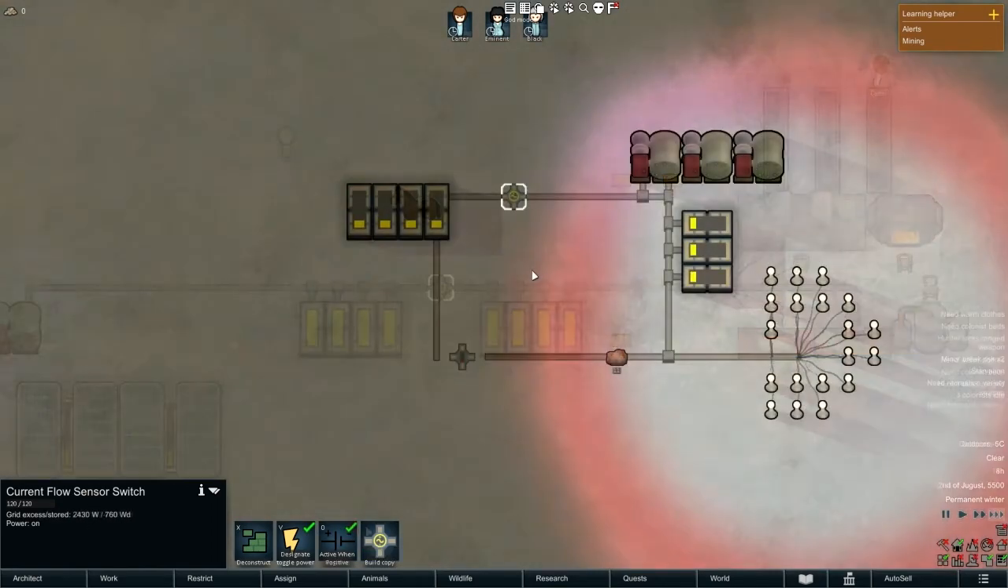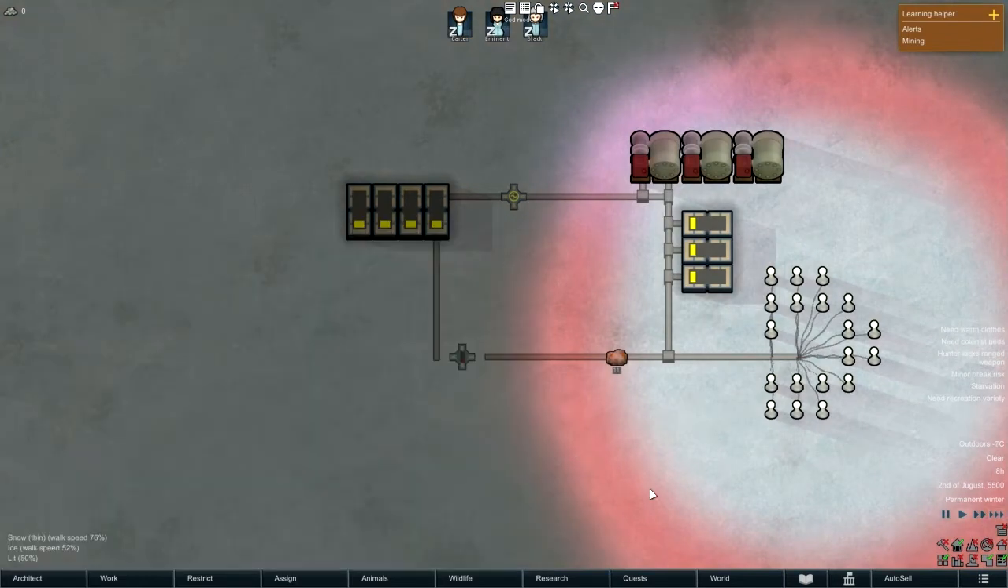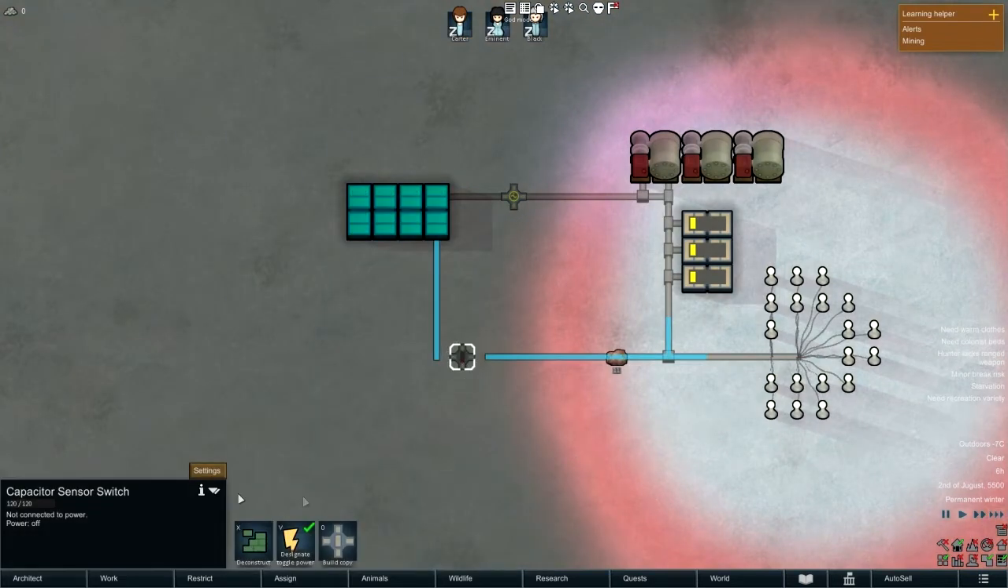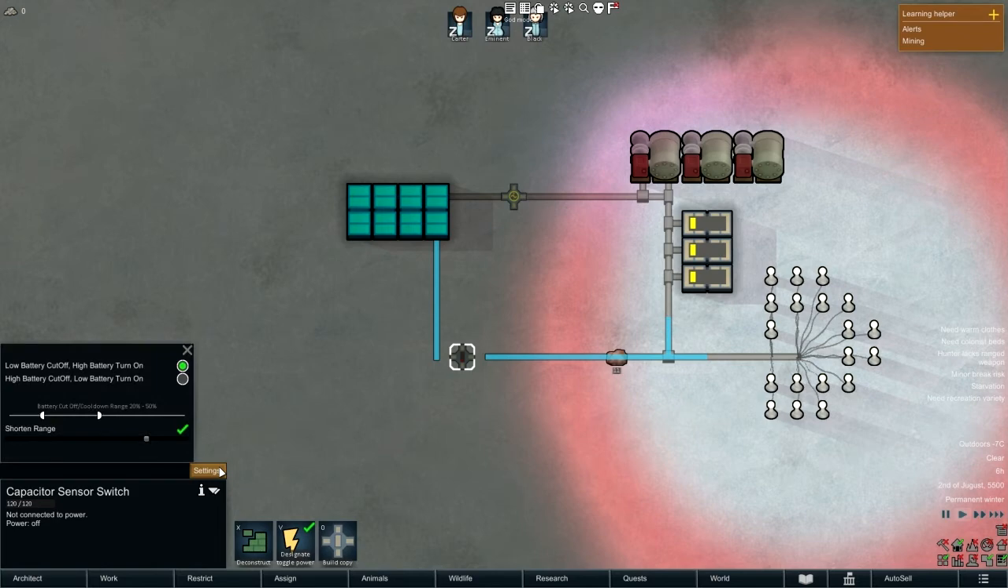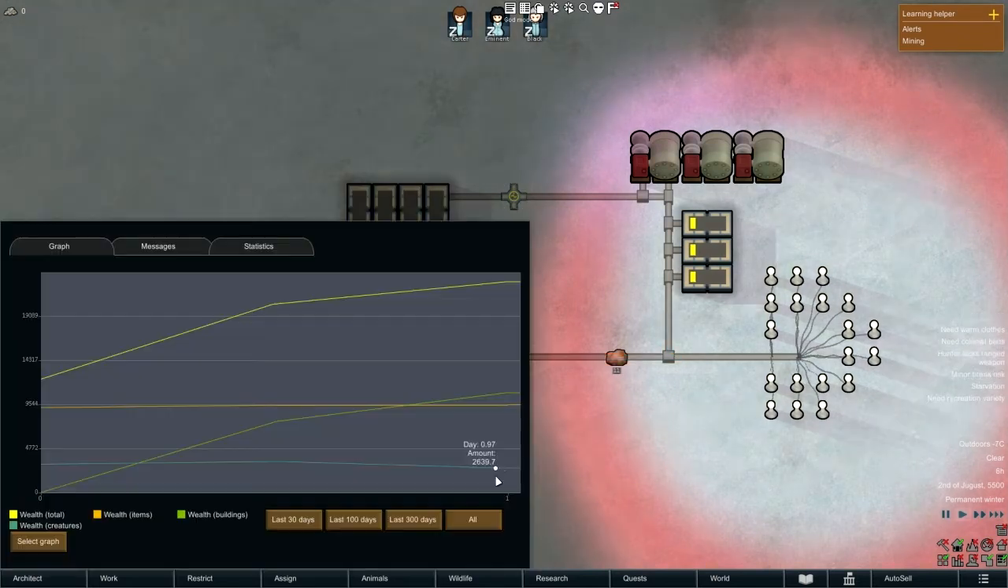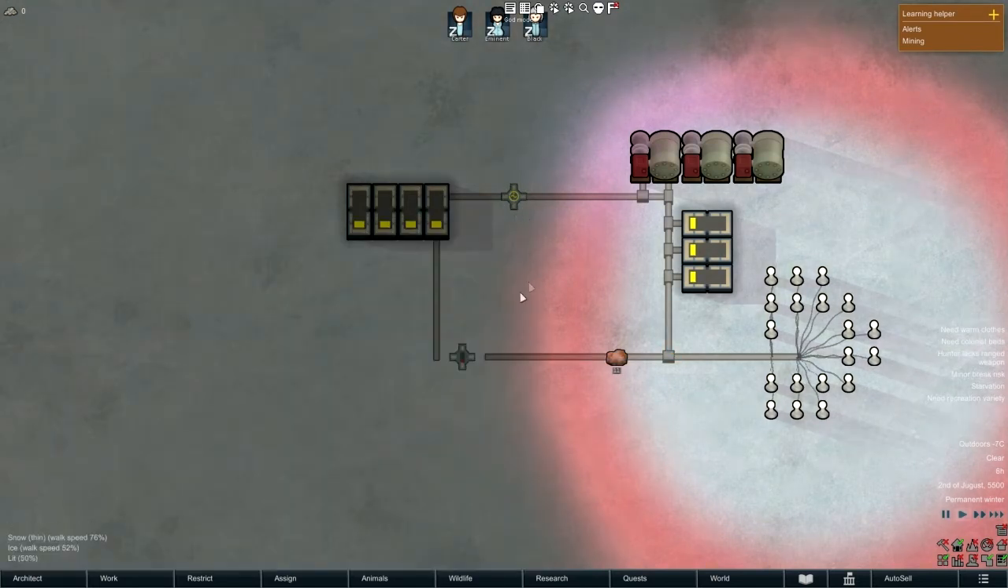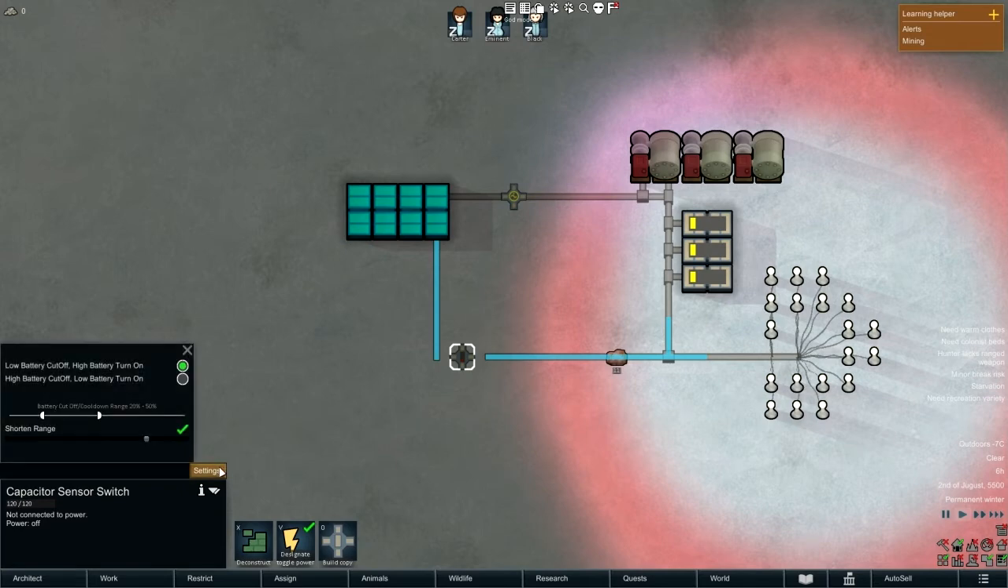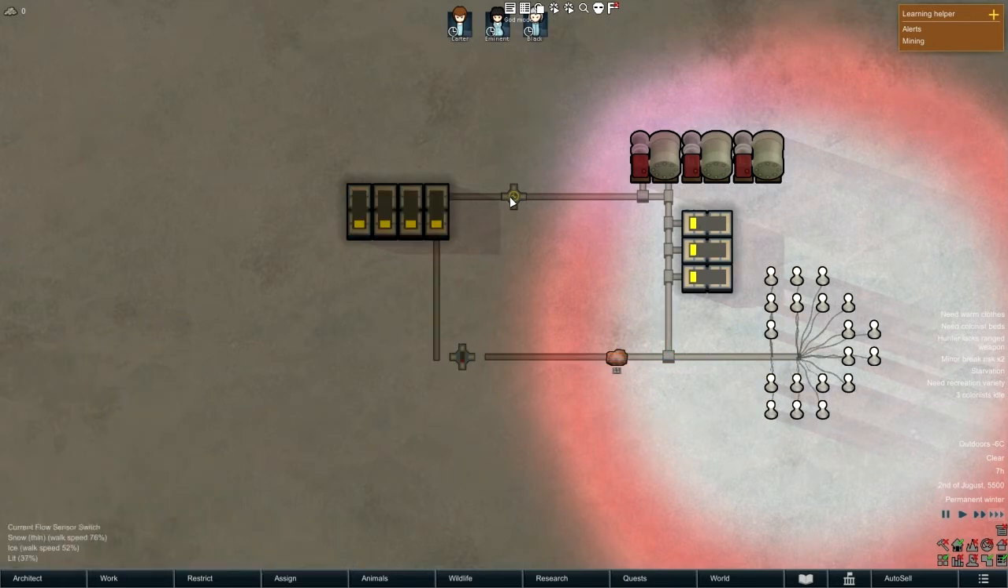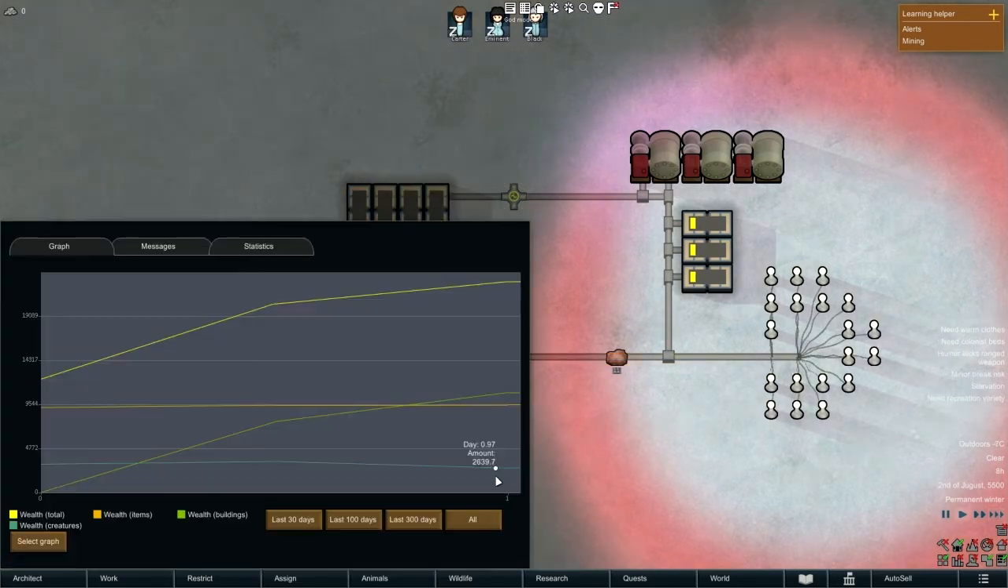So what could you use this for? Well, if you wanted to charge up a backup set of batteries, but only if you have positive power, you could use this switch. Here I'm using one current sensor switch set to on when positive, going to the rear of some backup batteries. I've combined it with a capacitor sensor switch on the other side of the batteries with a shortened range and set to low cutoff high turn on.